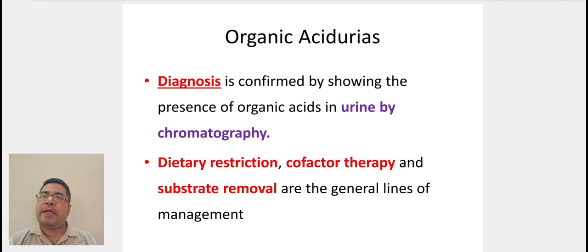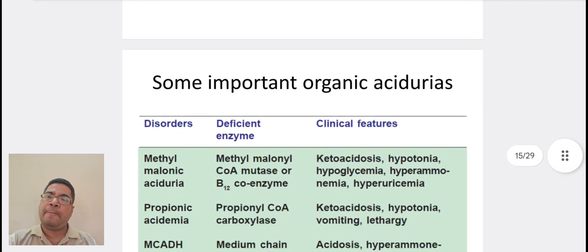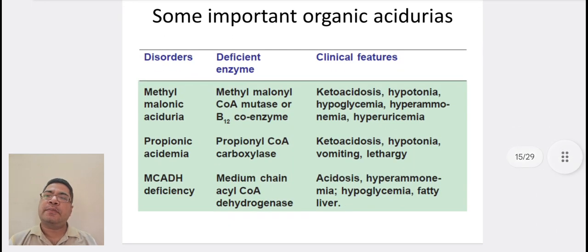Diagnosis is confirmed by showing the presence of organic acids in urine by chromatography. Dietary restriction, cofactor therapy, and substrate removal are the general lines of management. Here are some important organic acidurias.